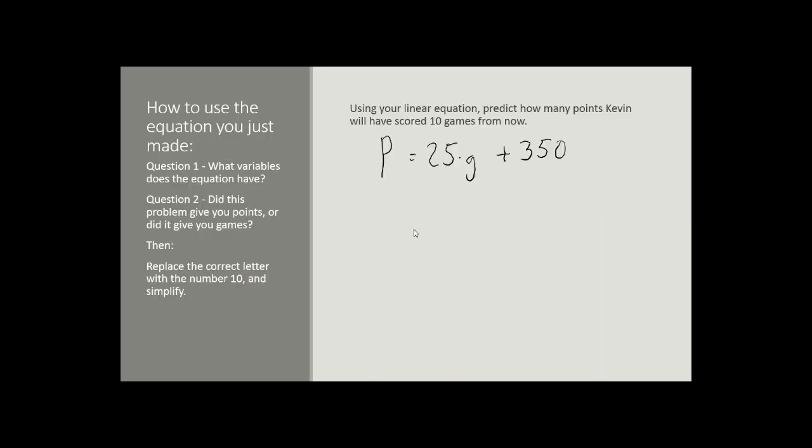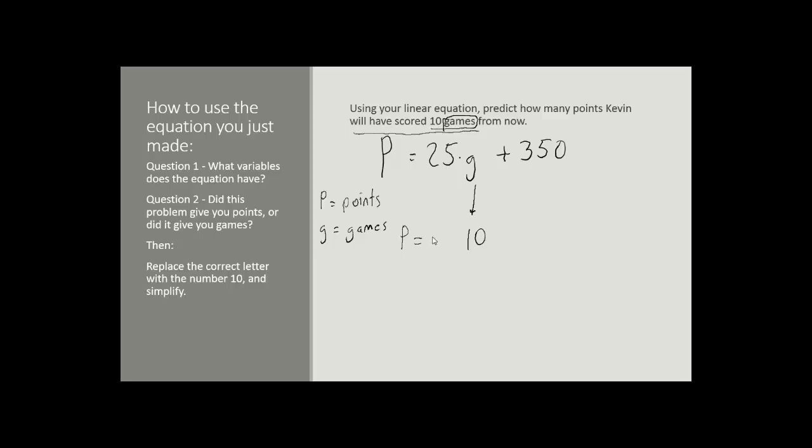Now we'll answer a second question using the linear equation we just got. It says to predict how many points Kevin will have scored 10 games from now. So that 10 has to go somewhere in the equation. Let's quickly remind ourselves what each letter means. P was the number of points scored, and G is the number of games he's played. Now the question says that it is 10 games, so instead of writing G, let's write 10 instead. The rest of the equation stays the same.